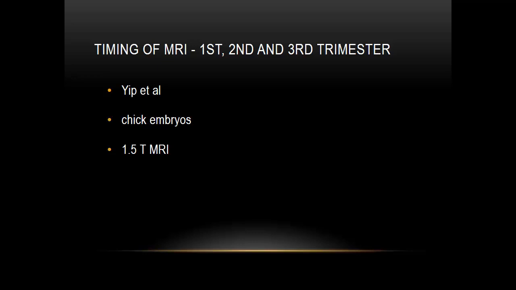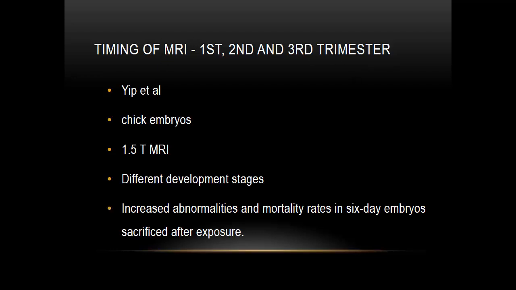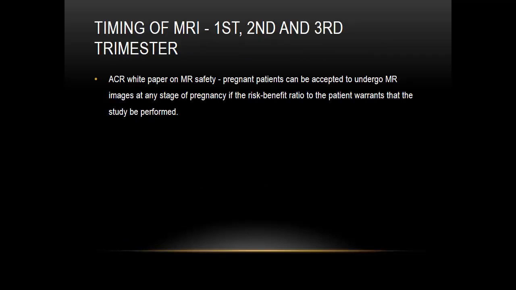In terms of timing, Yip et al. looked at chick embryos at 1.5 Tesla at different times during their development, and they found that there was increased abnormalities and mortality in 6-day embryos. Now, we don't really scan 6-day embryos, and so that's something to consider.